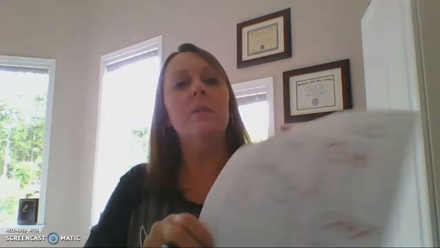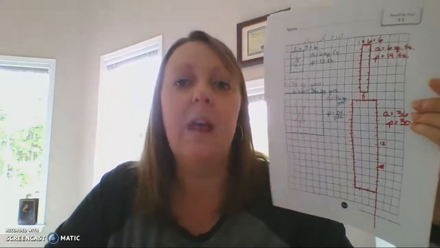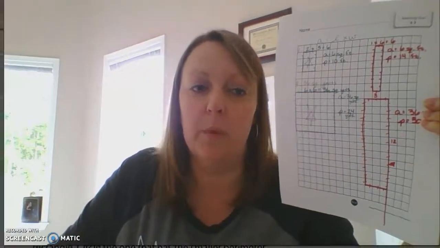So I know that the area equals 36 square yards. Now let's figure out what the perimeter is. 9, 30. And the perimeter equals 30 yards. So which one has a smaller perimeter? That's right, the second one. Oh, I'm sorry, the first one with 24. So once again, we have drawn 2 different rectangles. This one's a little messy, sorry. 2 different rectangles that have the same area but a different perimeter.